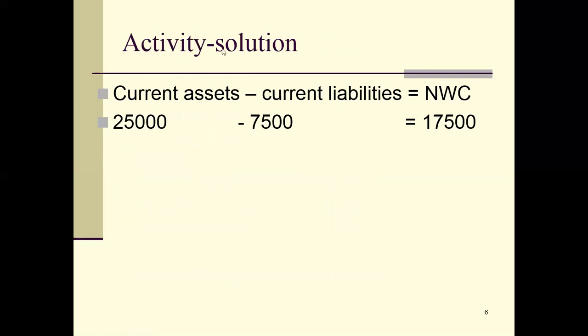So this is the solution. Current assets total is 25,000. Current liabilities is 7,500. So your working capital is 17,500. What is working capital? As you can see, I need 25,000 if I am interested to buy current assets. But if I couldn't get any liability, then I will need 25,000 fund. If I can arrange current liabilities of 7,500, the fund that I need to operate my business is 17,500.